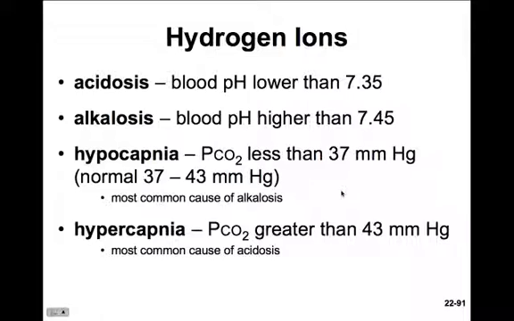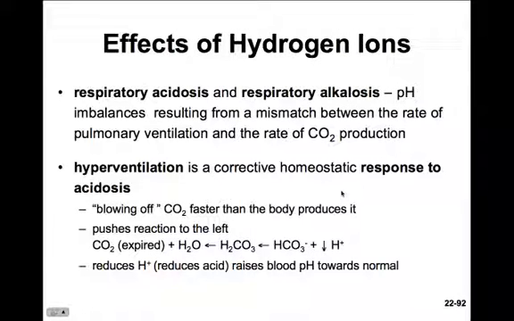Hypercapnia is the condition of having higher than 43 millimeters of mercury for the partial pressure of CO2. This is the most common cause of acidosis. Hypocapnia is having less than 37 millimeters of mercury for the partial pressure. This is the most common cause of alkalosis. Respiratory acidosis and respiratory alkalosis result from imbalances in pH that occur because of a mismatch between the rate of pulmonary ventilation and the rate of CO2 production.